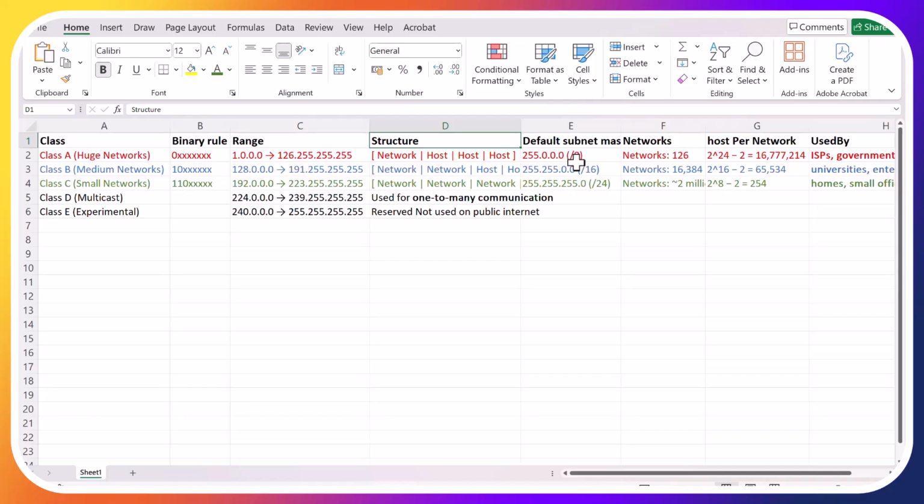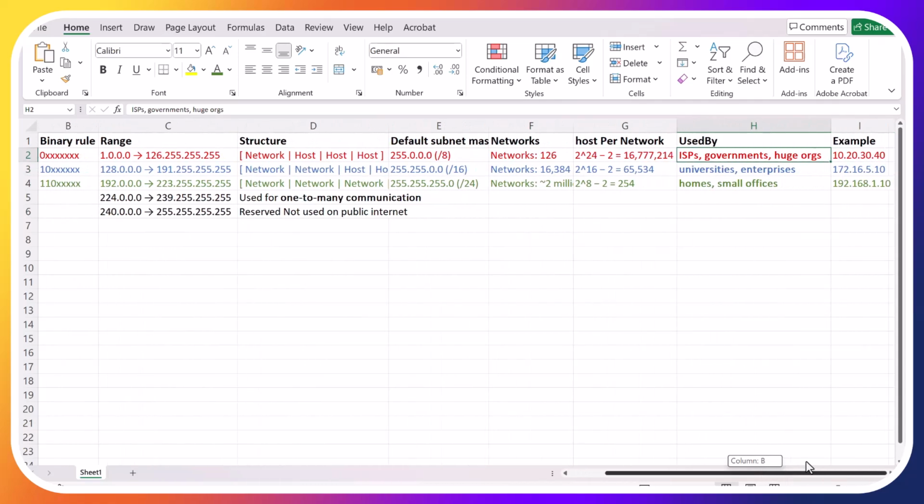Default subnet mask for this class A will come like this. And how many networks are possible here? We have seen, right? 126. It can go from 1 to 126 and that is the network bit, right? So we have total 126 networks possible. How many hosts per network possible is 16,777,214. So you can see how big a number is there. So that's why it's used by huge network. It can be used by ISPs and government, and there is an example here. So this is one of the IPs which can fall into this range.